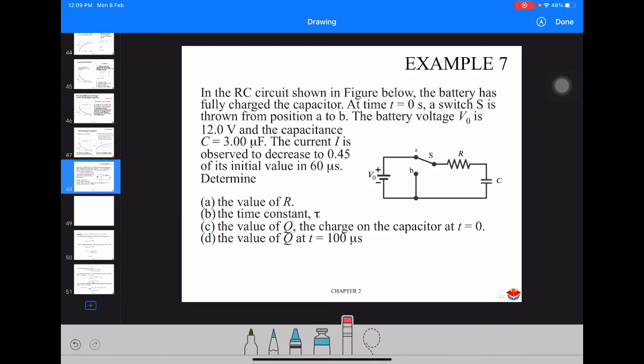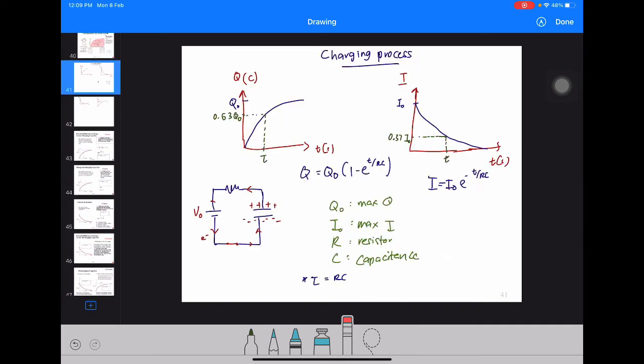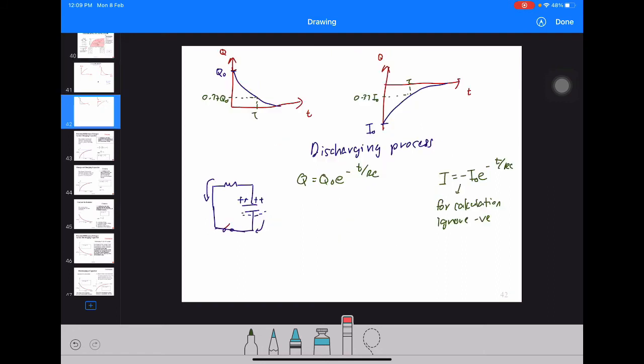The most important thing here is that you have to be able to identify the correct formula that you want to use. So let's say in the exam, they state the situation whether it's charging or discharging, and then you have to choose whether you want Q equals Q naught (1 minus e to the power), or Q equals Q naught e to the power. That depends on whether it's a charging or discharging process. So you have to be able to differentiate, and you need to be able to draw as well.